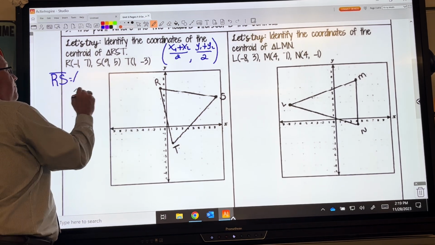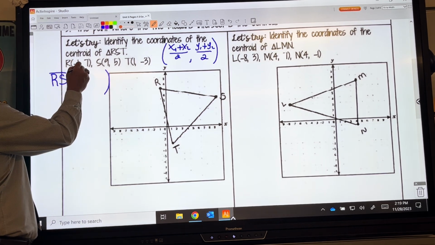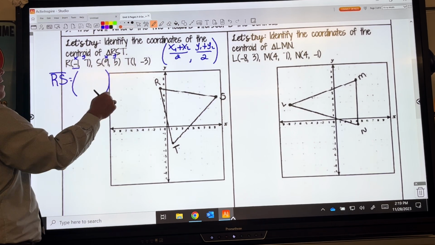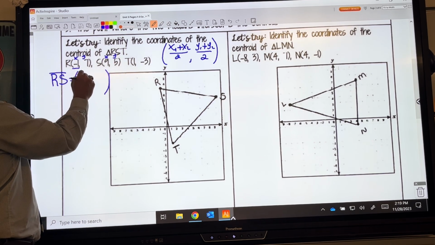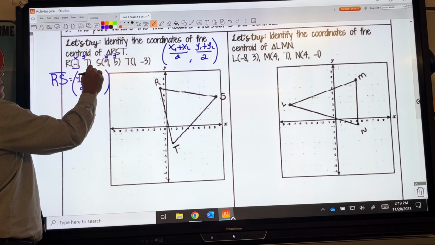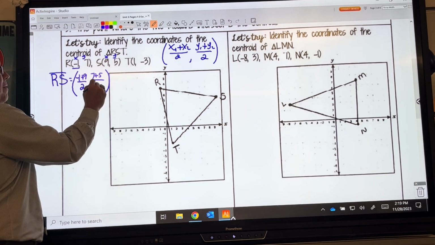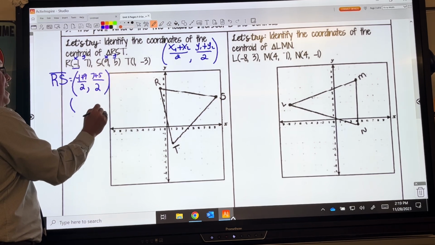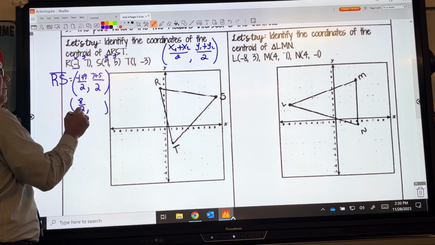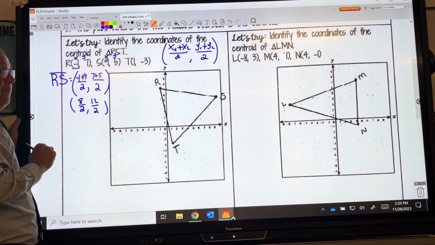Now, I'm gonna plug in my formula. I need the X from R, right? This is my X, this is my Y, this is my X, this is my Y. So I'm gonna go -1 plus 9, those are my 2 X's divided by 2. I'm gonna go 7 plus 5, those are my 2 Y's added together divided by 2. When I do that, -1 and +9 gives you a +8, still has to be divided by 2. And 7 plus 5 is 12, and that has to be divided by 2.